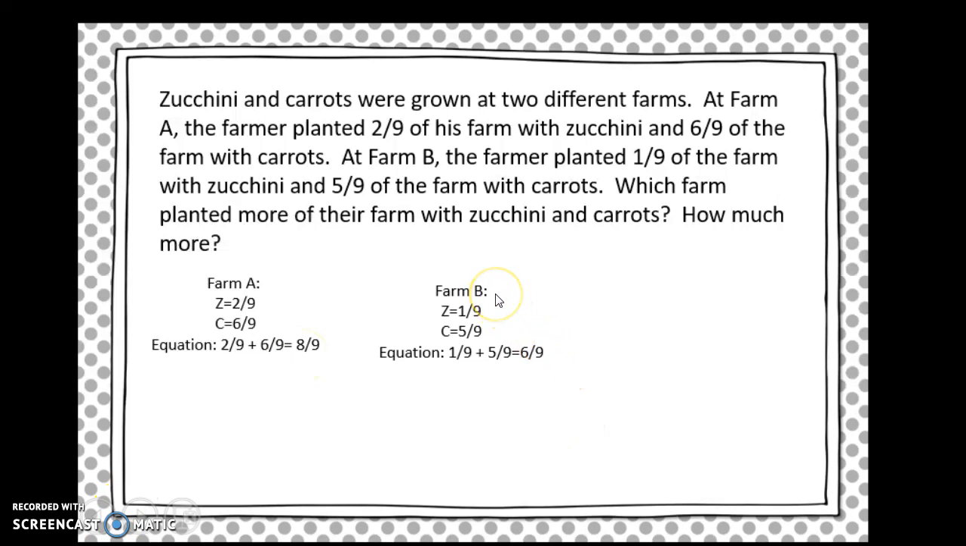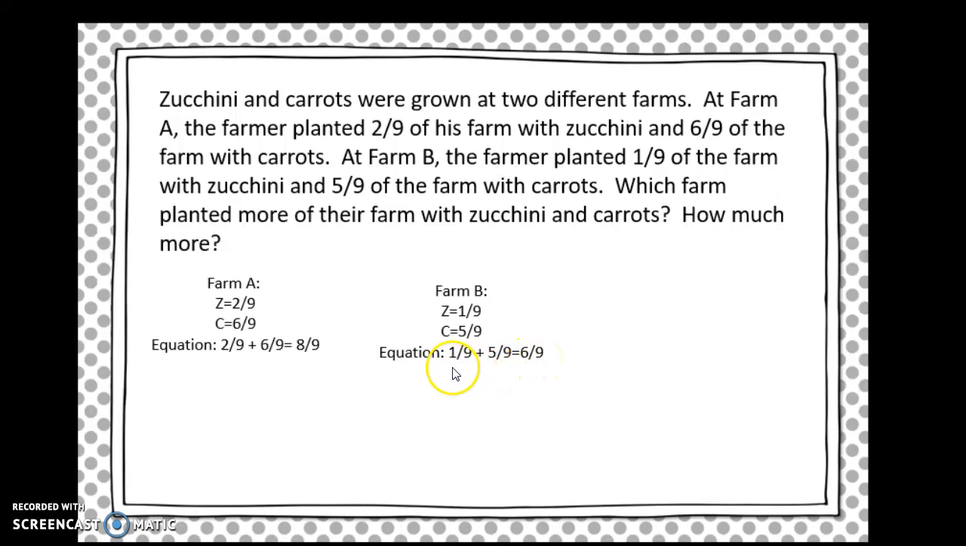Next, I'm going to record down all of my information for Farm B. So I do the same as I did with Farm A, and I have my zucchini listed first. I have 1/9 zucchini at my Farm B, and I have 5/9 carrots at my Farm B. I go ahead and record down my information for my equation, which is 1/9 plus 5/9, and I find out that that equals 6/9.